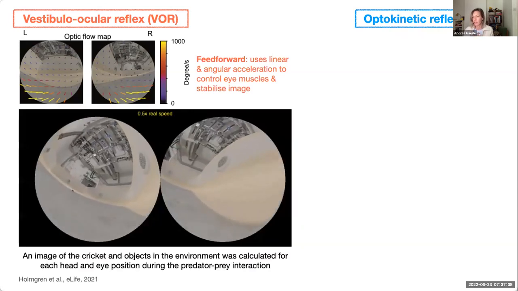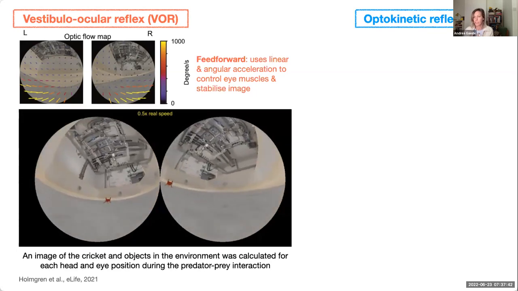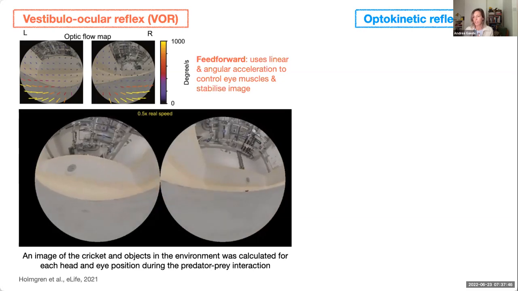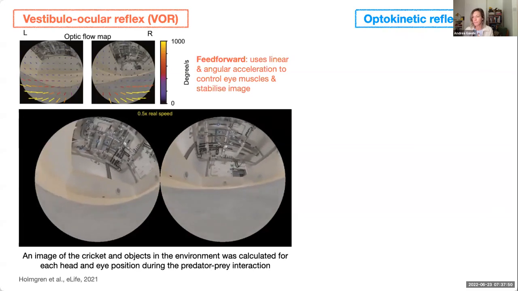And so, for instance, during pursuit, the image of the prey, in this case a cricket, consistently falls in a localized visual region, and this region allows the least motion-induced image blur.